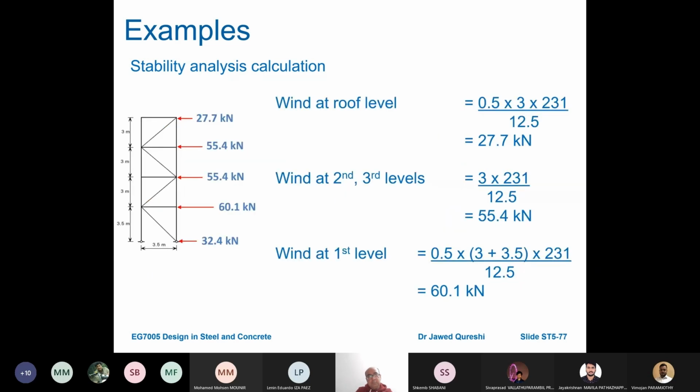Now, how do we distribute it? Again, using the same logic, at roof it will be half of the height multiplied by the wind load divided by the total height. And then second and third, using the same procedure as I discussed earlier, because this has been divided into two floors, so 1.5 plus 1.5. So that's why you have 3 here. At the first floor, it would be 60.1, and at the bottom, you will have 32.4.